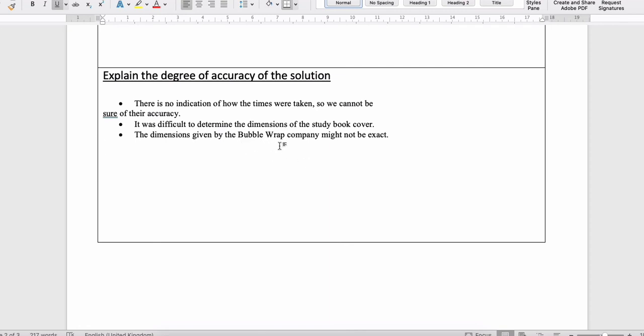The dimensions of the bubble wrap roll is just given by the company, but we did not measure it ourselves, so we don't actually know whether it was really accurate. Of course, you should not write only like this. You should put in a bit more detail and give examples on how it could affect your result.